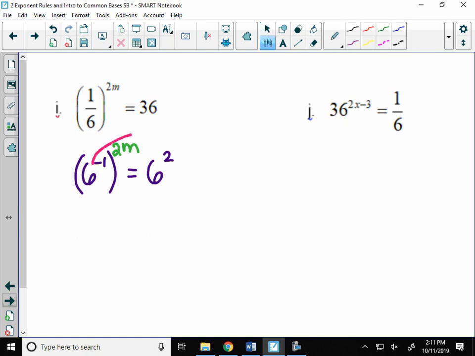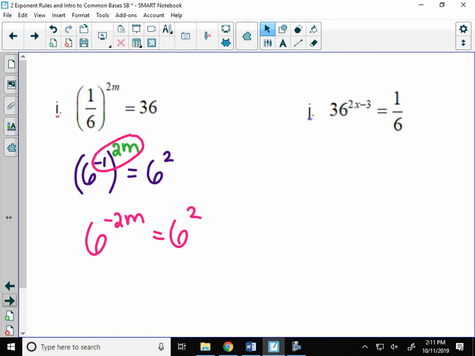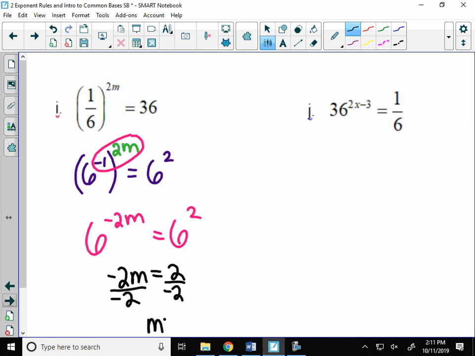Now I'm going to multiply the negative 1 and the 2m together to give me 6 to the negative 2m equals 6 squared. I can set both of those exponents equal to each other and divide by negative 2. There we go. M is negative 1.